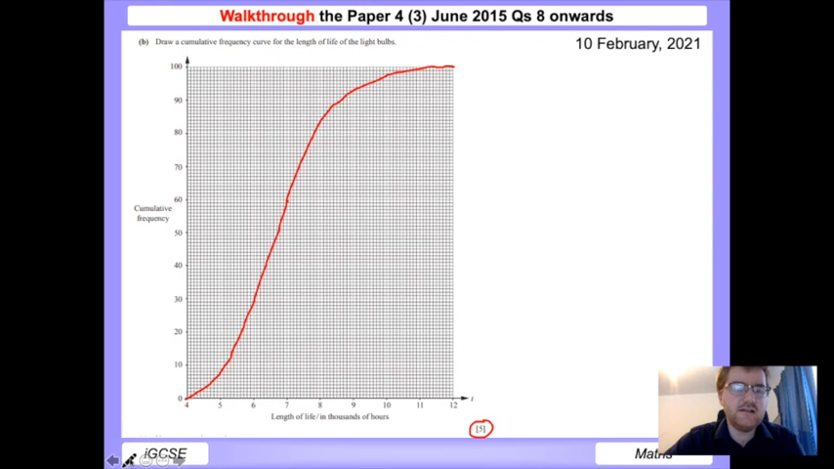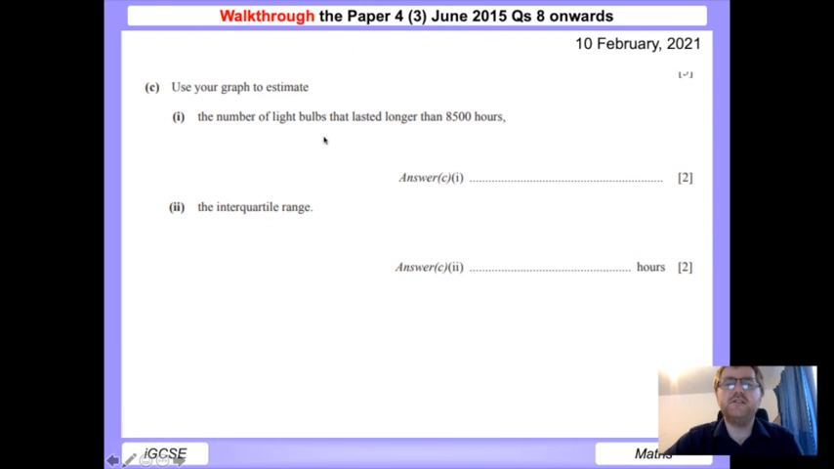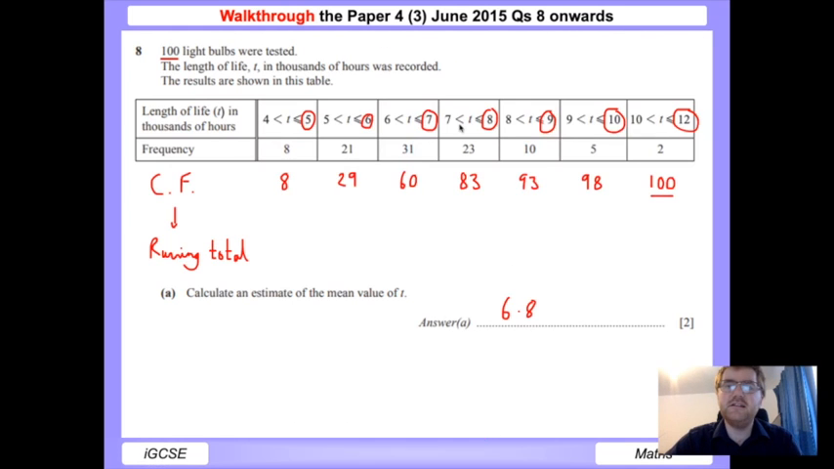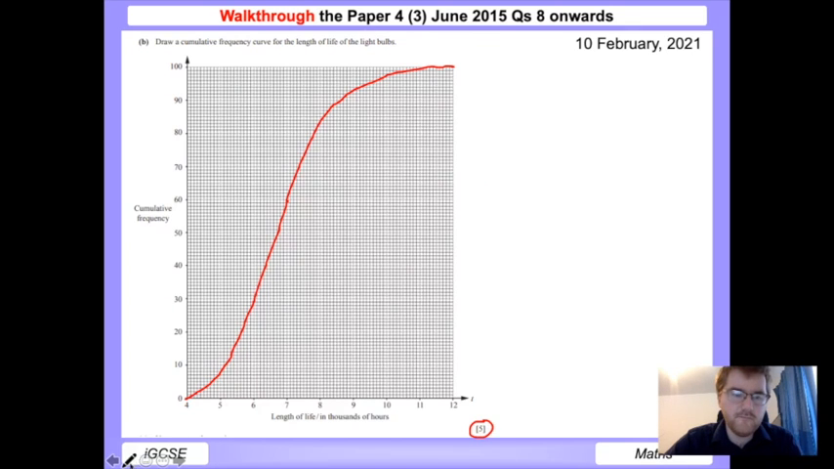Right, and let's look at the last part of the question. So it wants us to work out an estimate for the number of light bulbs that lasted longer than 8,500 hours. Now I highlighted this earlier, it's in lengths of thousands of hours, so we're actually looking not for 8,500 here, but 8.5, because it's in thousands of hours. So we go to our graph, we're going to find 8.5 on our x-axis, which I think is, I'm looking for the halfway point, 1, 2, 3, 4, 5. I think it's this line here. We go all the way up.